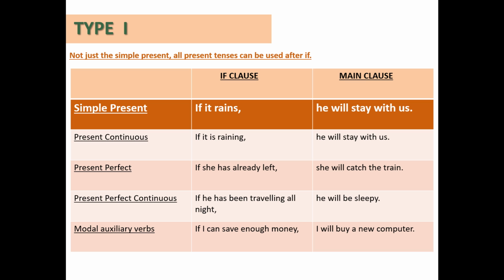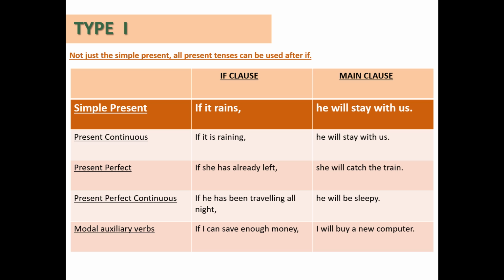In present perfect tense, you understand present perfect tense is used for completed actions, right? I have told you when I was teaching you tenses. So here the sentence is, if she has already left, she will catch the train. Means if she has really left her home, her apartment, her locality, then obviously she is going to catch the train. Now, present perfect continuous: if he has been traveling all night, he will be sleepy.